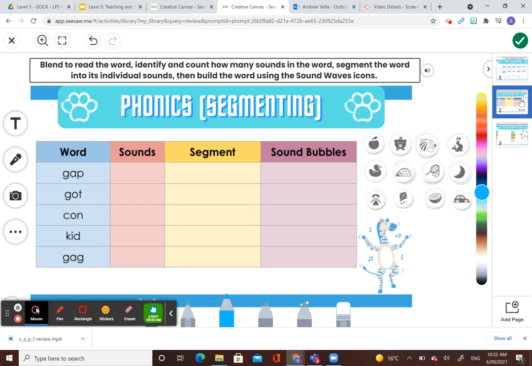Segmenting we use to help us spell words as accurately as we can, just so we know what words we're working with. Blend the sounds together. Gap. Use the text tool to help you write out the sounds. So there are three sounds in gap. G, a, p. And then segment, showing the individual sounds. So g, a, p.